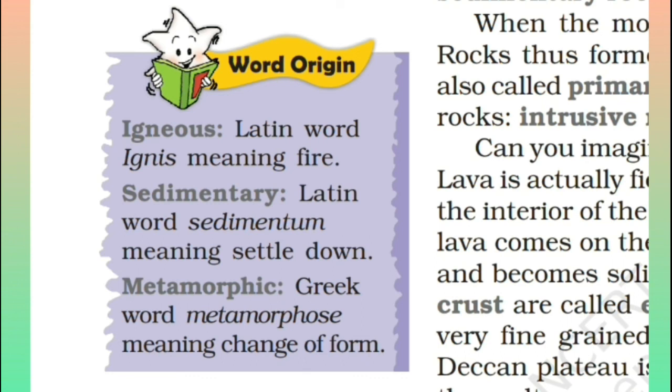So igneous comes from the Latin word ignis, and the meaning of ignis is fire. Sedimentary, Latin word sedimentum, meaning settle down. So the word sedimentary has come from the Latin word sedimentum, and the meaning of sedimentum is settle down. And metamorphic, Greek word metamorphos, meaning change of form. So metamorphic comes from the Greek word metamorphos, and the meaning of metamorphos is change of form.